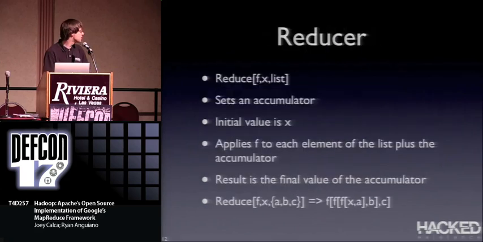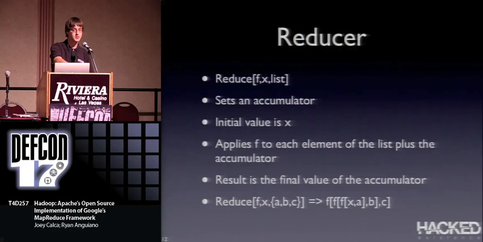All right, so the reducer then, you have your function, you have x, which is an initial value, and then the rest of the array list. It sets an accumulator. It computes f for the first initial value, and then it applies f to every element in the list plus the accumulated value. And then your result, your final output, is what you output from your reducer.